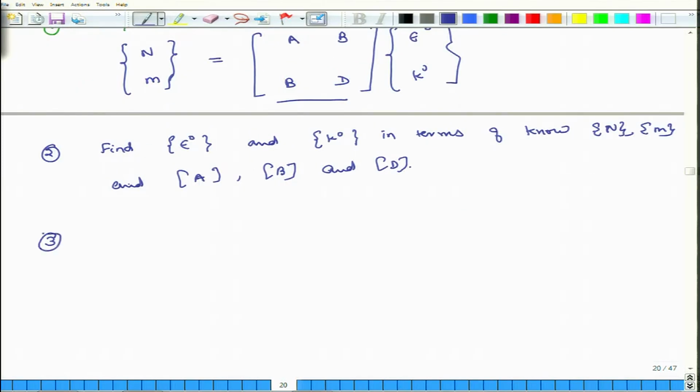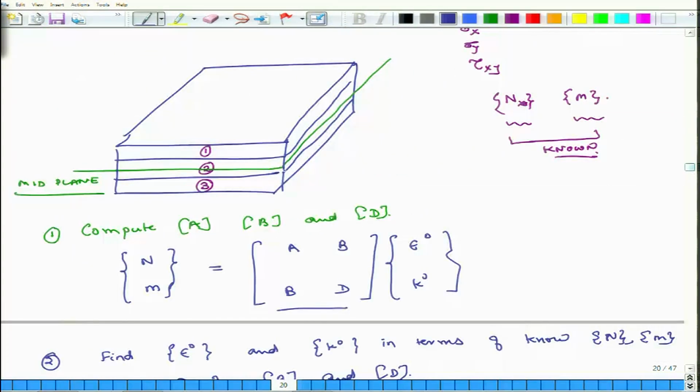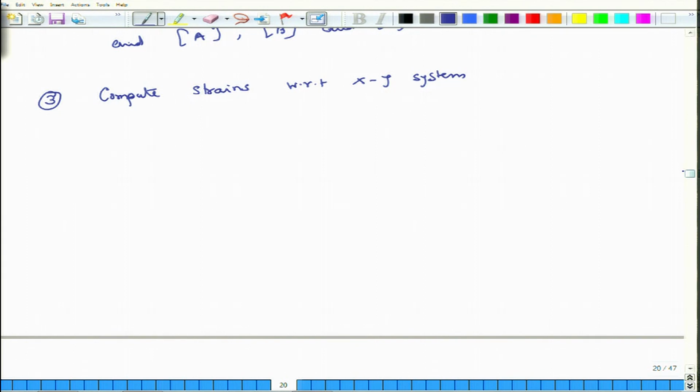Third, we have to compute strains with respect to x y system. So, when I am talking about the ABD matrix, I still have my x and this is my y direction. So, with respect to these x and y coordinate systems, I compute strains in each layer.